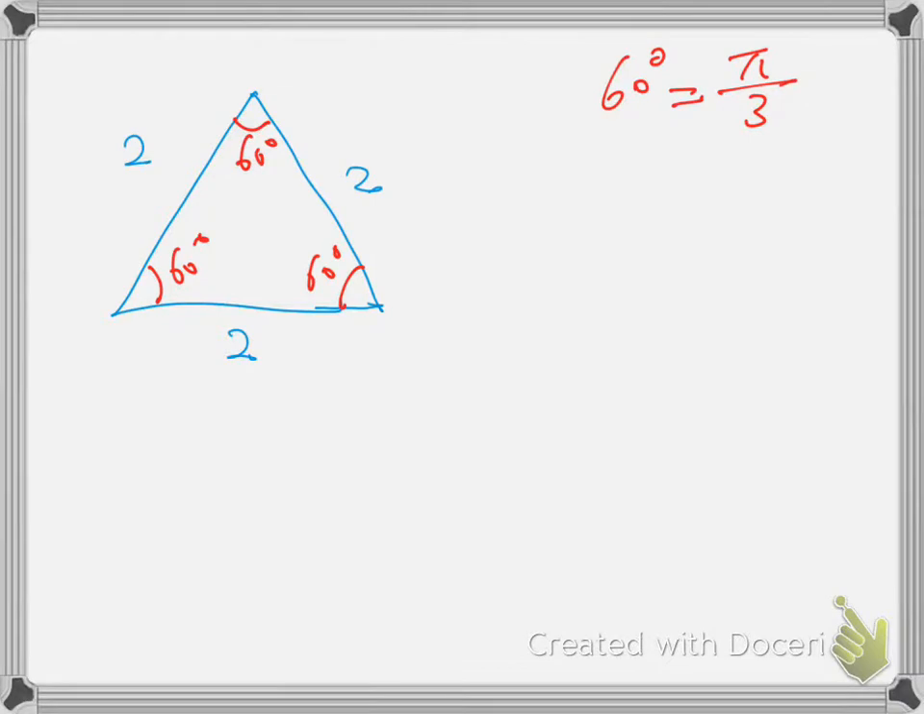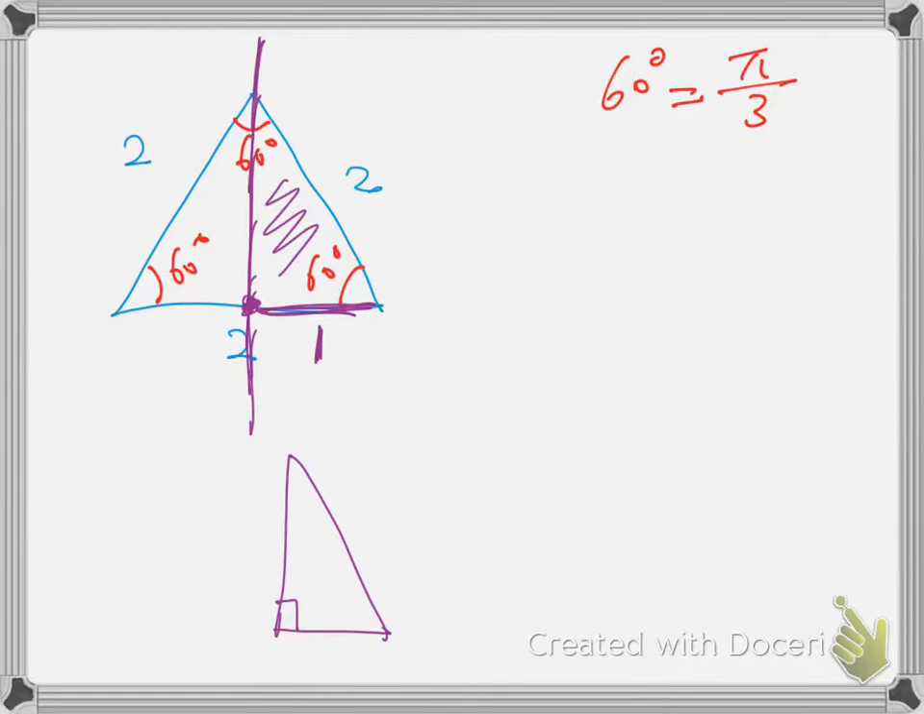Just like the square case, we cut in the middle. We cut this into 2 smaller right triangles. Here is the midpoint of the bottom side, so this is 1. Let's just draw this part. So we got a right triangle. The bottom side is 1, and this side is 2.